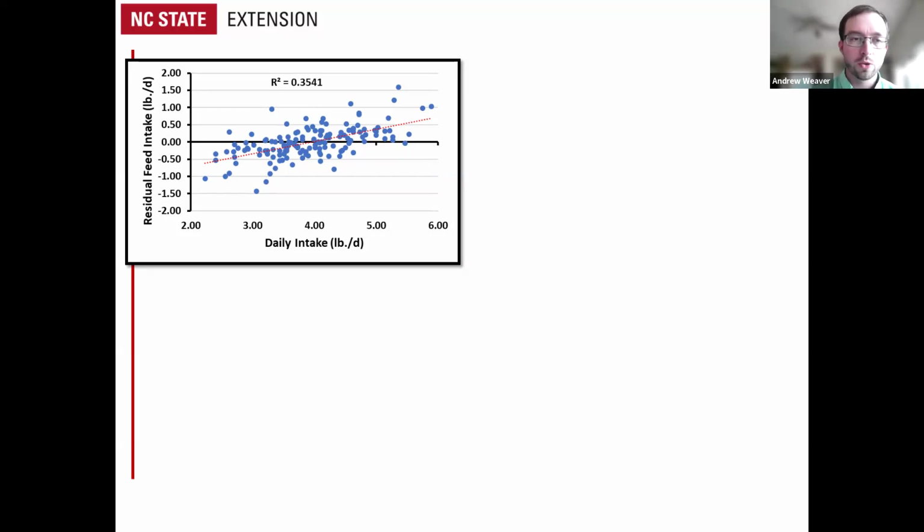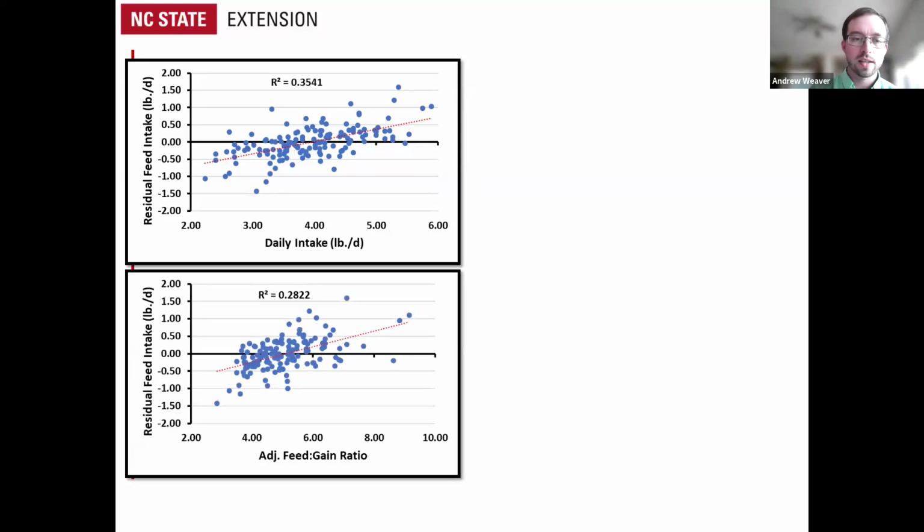So here we have residual feed intake compared to daily intake. R squared is 0.35, so kind of a moderate relationship here. And in general, as daily feed intake increases, residual feed intake is going to increase as well, kind of expected. And I just showed you that selection for low RFI is going to result in animals that generally eat less. So that kind of makes sense.